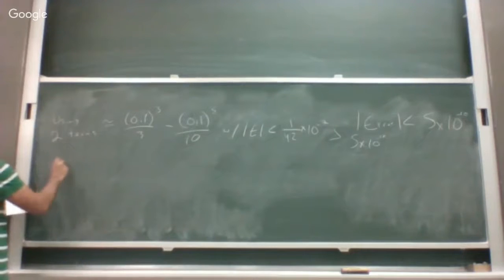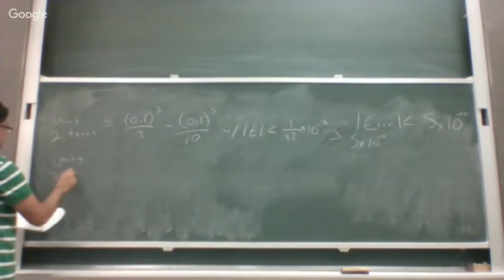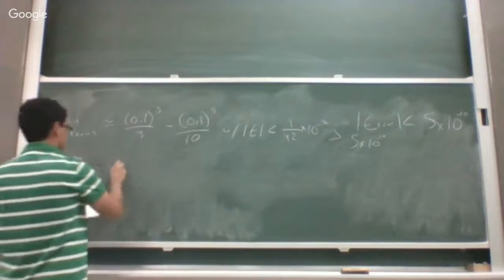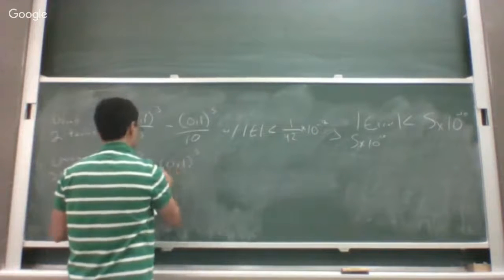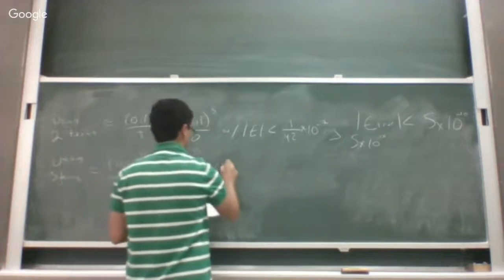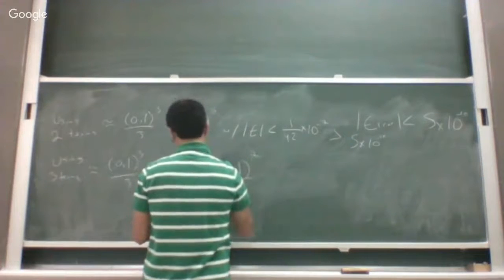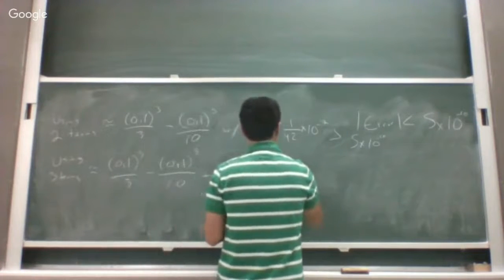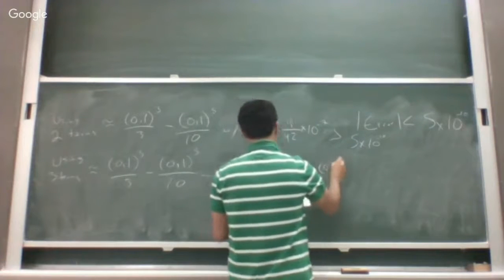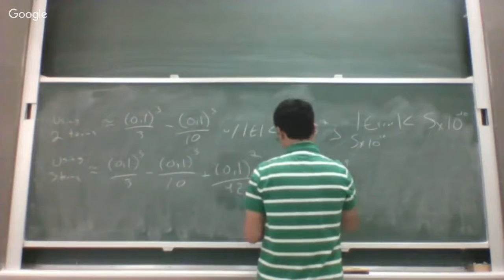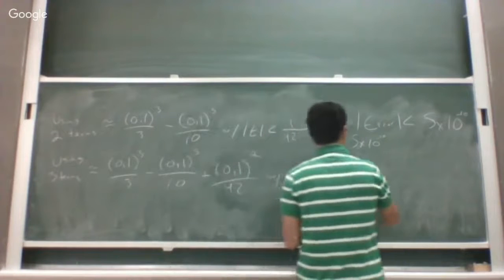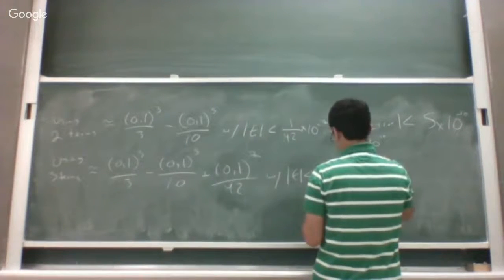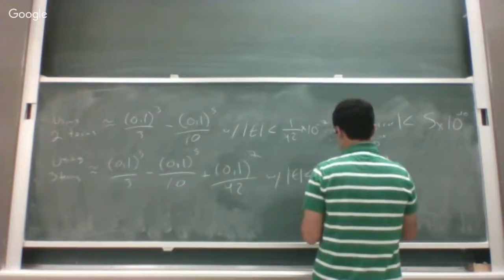So looking at 3 terms, our answer will be 0.1 cubed over 3 minus 0.1 to the 5th over 10 plus 0.1 to the 7th over 42, with error less than 0.1 to the 9th over 216. Now trying to simplify that, we get that has to be less than 10 to the negative 9 divided by 2,000.